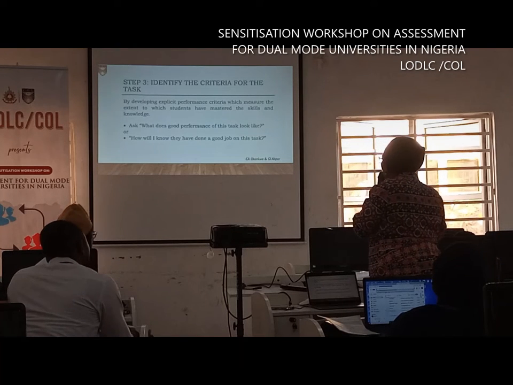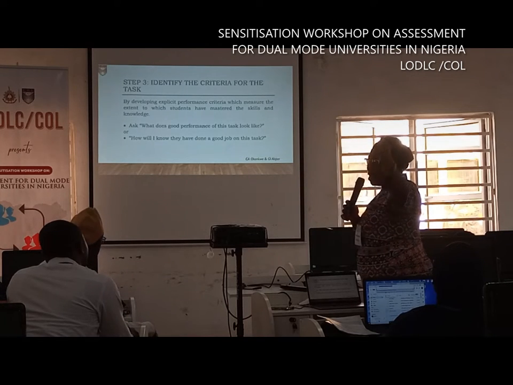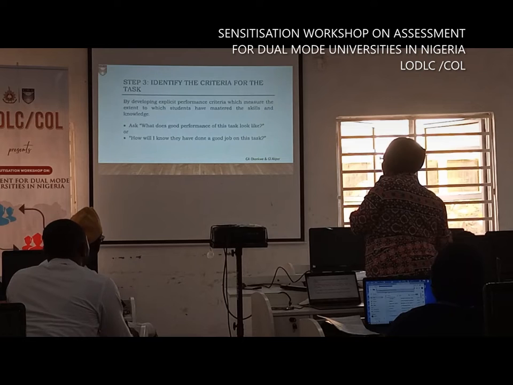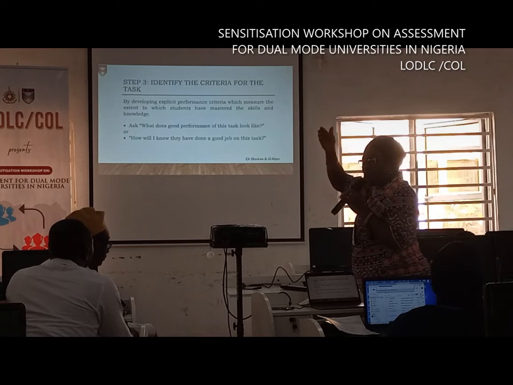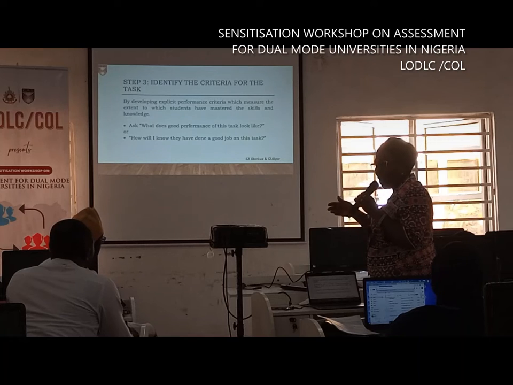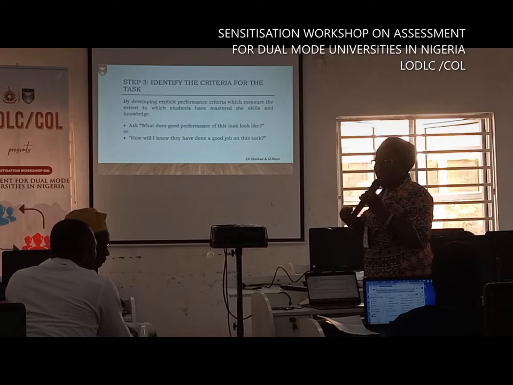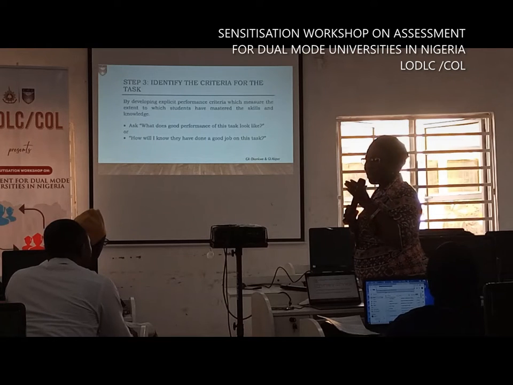So, ask what does good performance of this task mean? The good performance is that they should be able to add two digit numbers and they should be able to carry and move to the next level when it is more than 10. How will I know they have done a good job of this task? By asking them 23 plus 15 as question 1, 27 plus 28 as question 2, and so on. So I will know those who can add and those who can add and carry by giving them these different levels of assessment tasks.